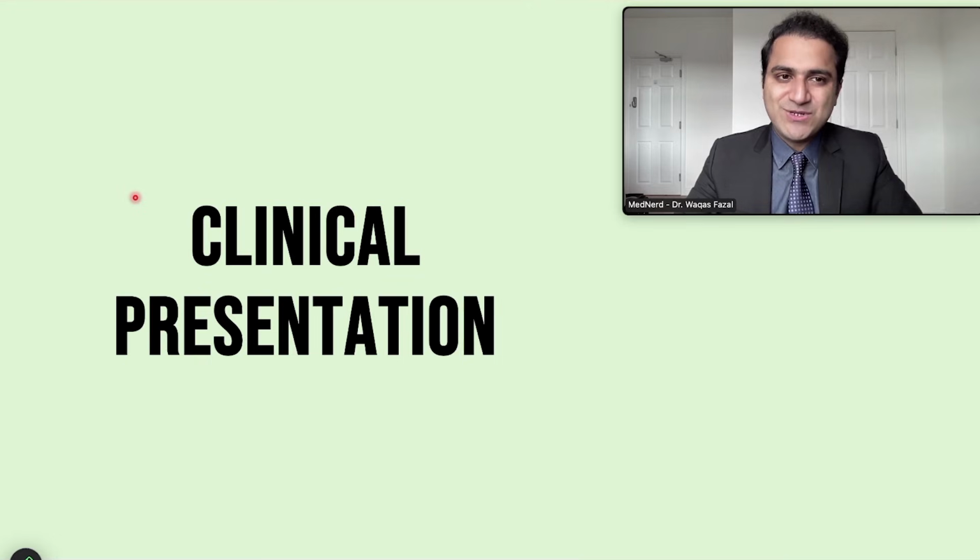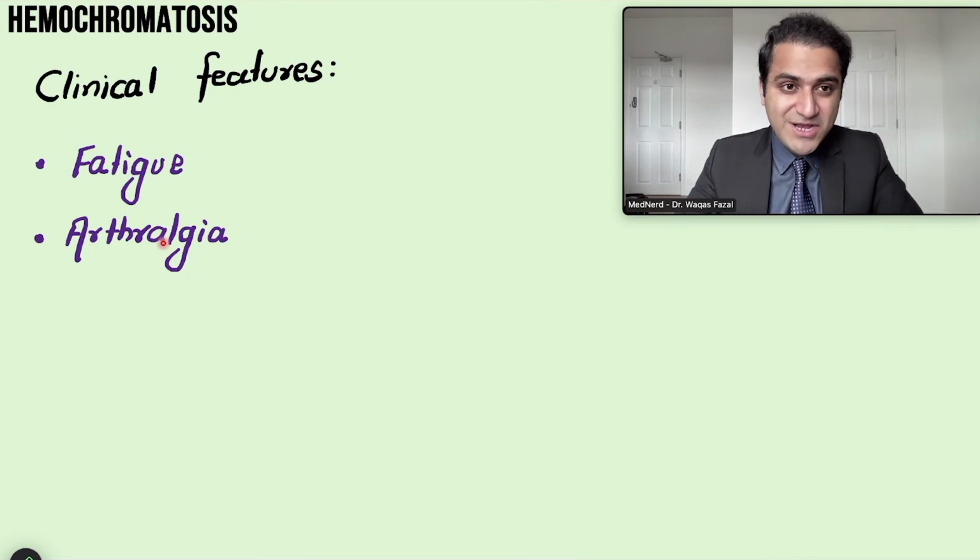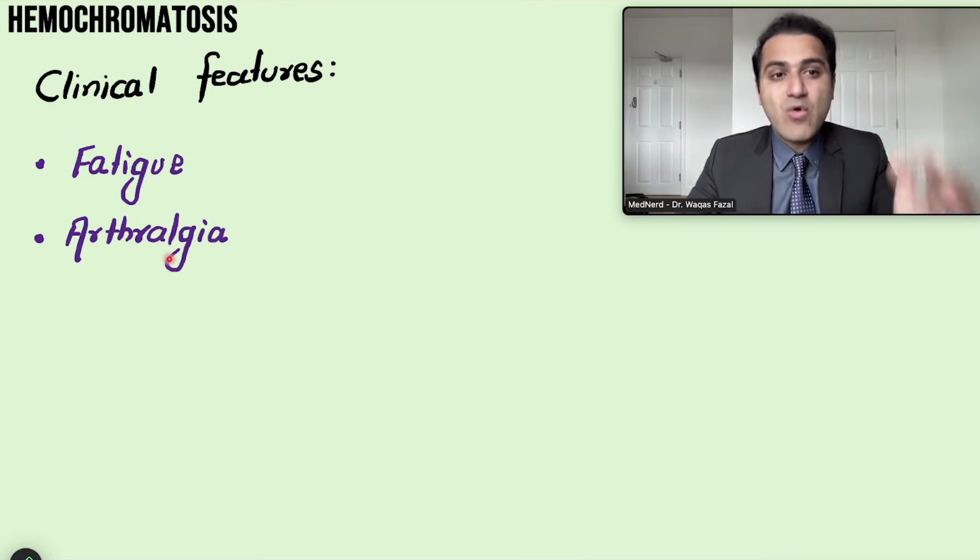Now coming to the clinical presentation of hemochromatosis. The clinical presentation is very easy to understand when you know the pathophysiology of the disease, how the disease is occurring. The most common, most initial and most prevalent symptom the patient would come to you with would be fatigue, generalized body aches, and arthralgias, joint pain due to iron accumulating in the whole body. Now, this is a very non-specific complaint.